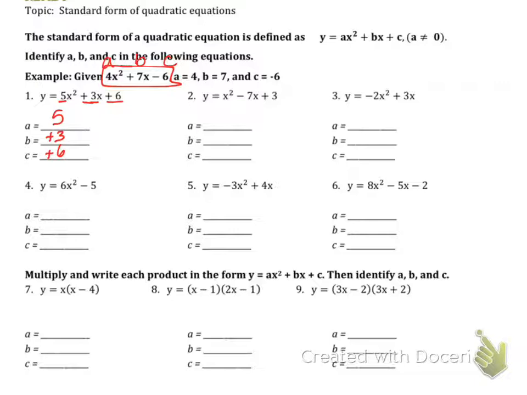For number 3, minus 2, plus 3, and then there's nothing on the end here, so we can just say plus 0. So my a is negative 2, b is positive 3, and c is 0.